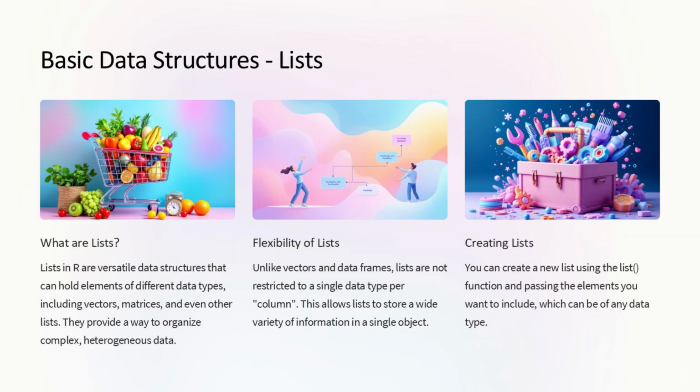Lists are versatile data structures that can hold elements of different data types, including vectors, matrices, and even other lists. They provide a way to organize complex, heterogeneous data. Unlike vectors and data frames, lists are not restricted to a single data type per column. This allows lists to store a wide variety of information in a single object. You can create a new list using the list function and passing the elements you want to include, which can be of any data type.